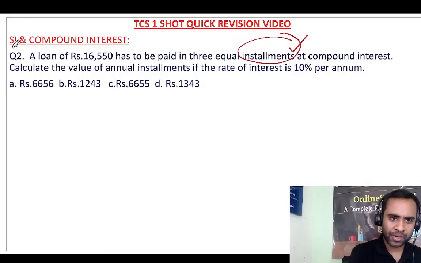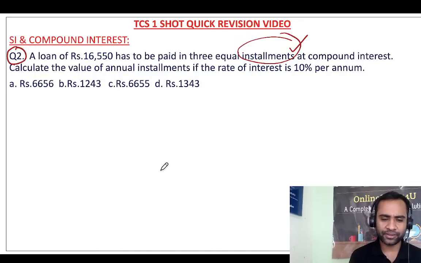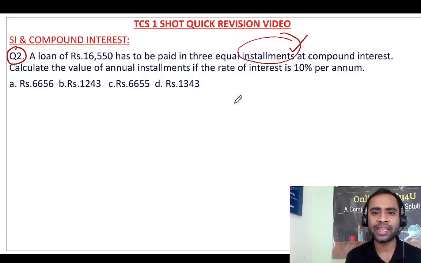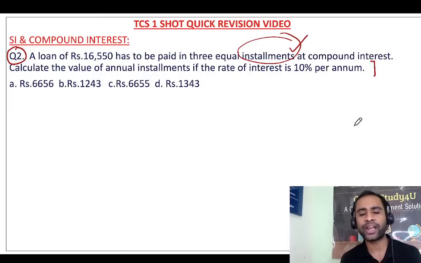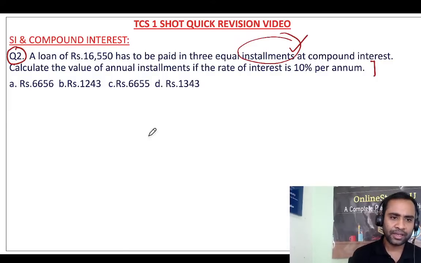Okay, so now question number two. A loan of rupees 16,550 has to be paid in three equal installments at compound interest. Calculate the value of annual installments if the rate of interest is 10% per annum. Now, this I have taught in the paid classes, TCS NQT crash course. I will teach it to you also.